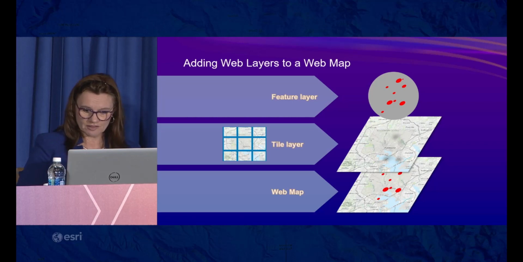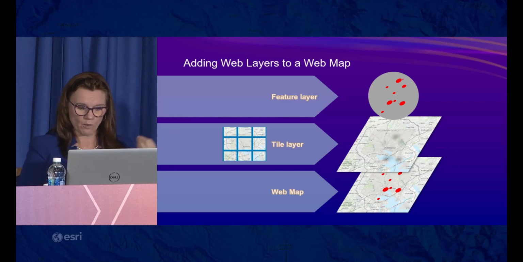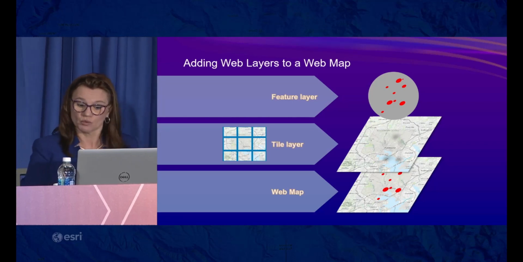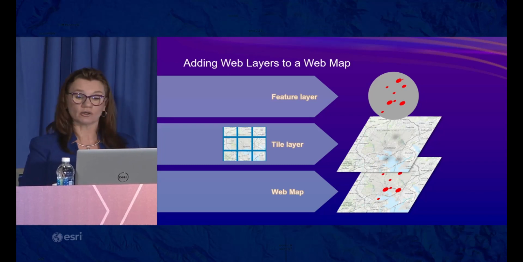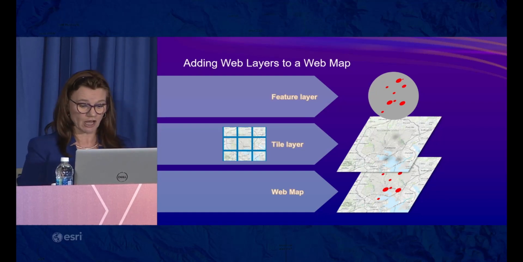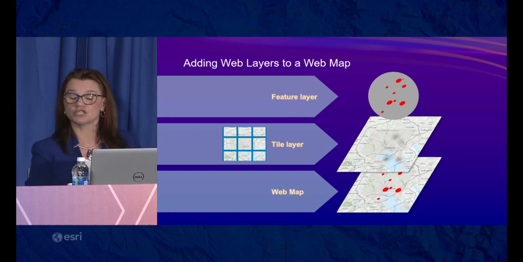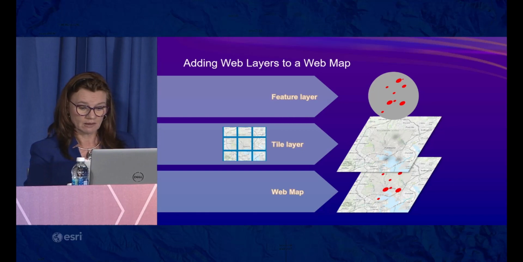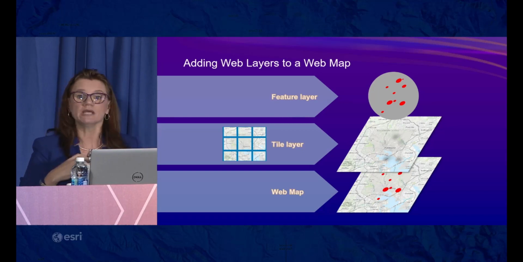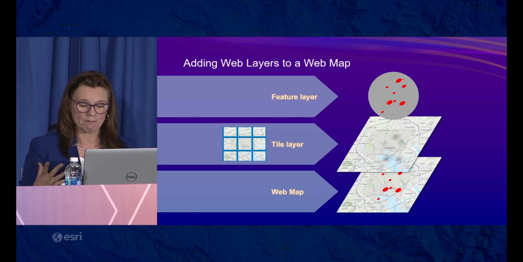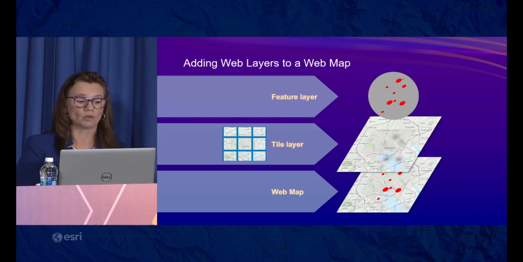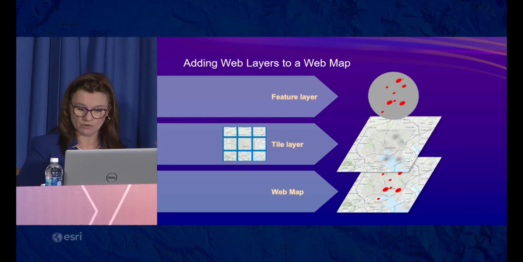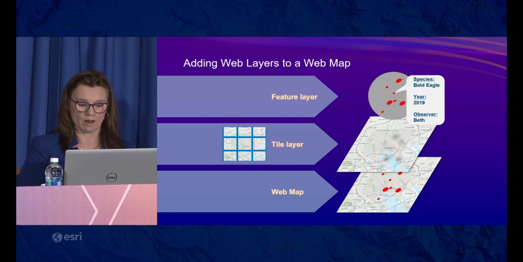Together, all these layers make a web map that we can share with groups of users in ArcGIS Online or in ArcGIS Enterprise, with the entire organization in ArcGIS Online, or with everyone, which means the general public. So it's up to me as the owner of a web map to choose that sharing level. We have absolute control over who can see and who can access that web map.